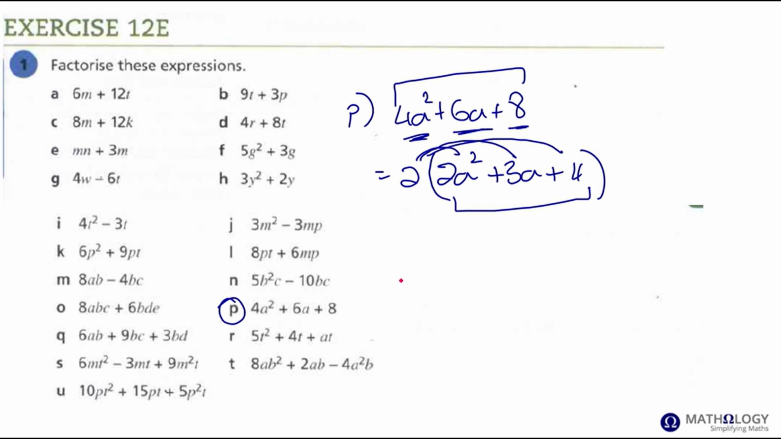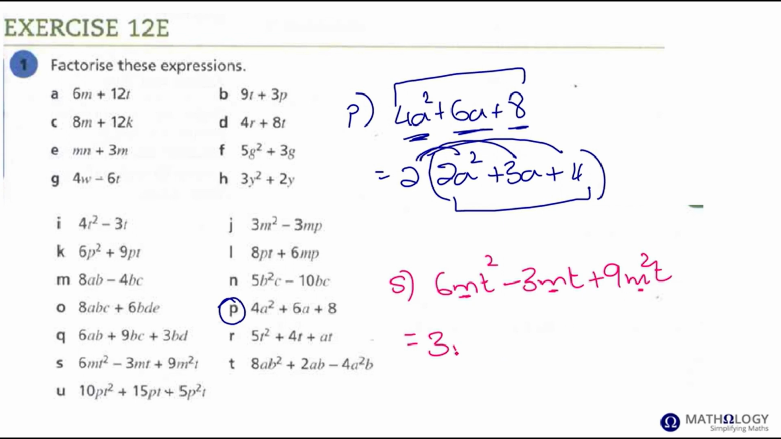Let's jump ahead to S. 6mt squared minus 3mt plus 9mt squared. Again, we're going to start off with the numerical coefficients, 6, 3, and 9. The highest common factor between 6, 3, and 9 is 3. 3 will go into 6 twice, 3 will go into itself once, and into 9 3 times. We also have an m in the first term, an m in the second term, and m squared in the third term. So we have the highest common factor of m.